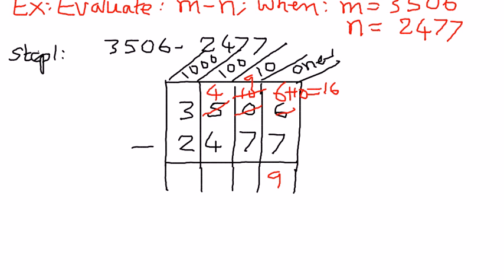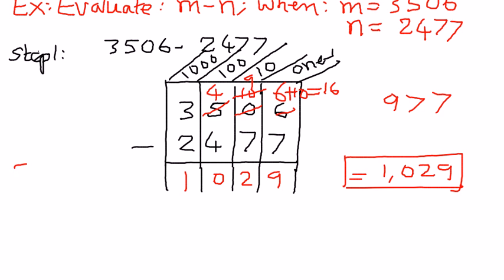In the tens column, we look at 9 and 7. 9 is greater than 7, and therefore we can subtract 7 from 9, which is equal to 2. In the hundreds column, 4 minus 4 is equal to 0, and we move to the next place. The next place is the thousands place, and we have a 3 which is larger than 2. 3 minus 2 is equal to 1. Therefore, when we subtract 2477 from 3506, the value we are left with is 1029.